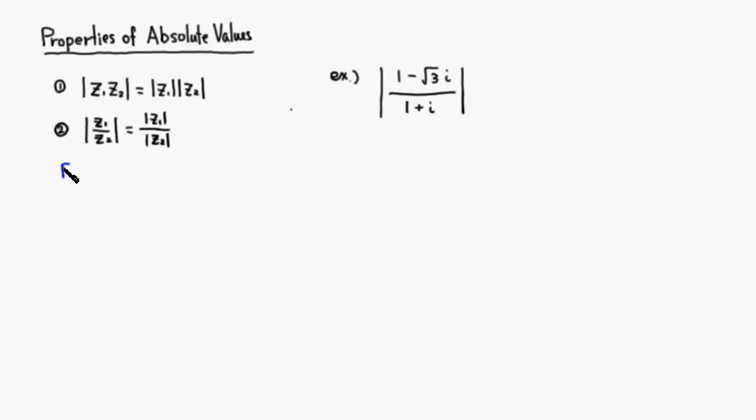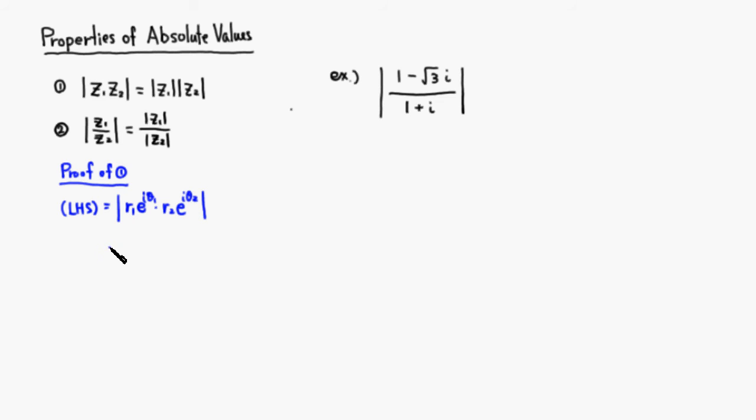So proof of number 1. Right. Let's start with the left hand side. And I'm going to use the exponential form. So I'm going to call it R1 e to the i theta 1 times R2 e to the i theta 2.